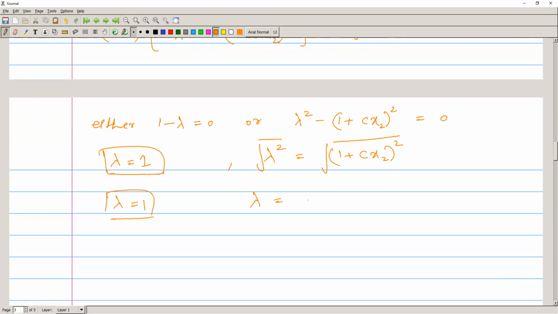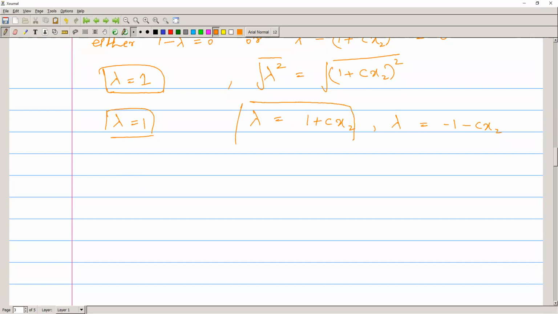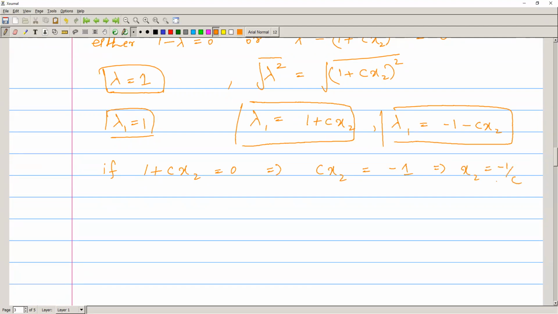Lambda is equal to 1 plus cx2 for one, and the other will be minus 1 minus cx2 because of this square root. So now we'll plug these eigenvalues into the original matrix, or we can only work with these, because we just have to identify whether the lambdas are positive, negative, or zero, right? So first of all, if 1 plus cx2 is equal to 0, which implies that cx2 is equal to -1, which further implies that x2 is equal to -1 over c.